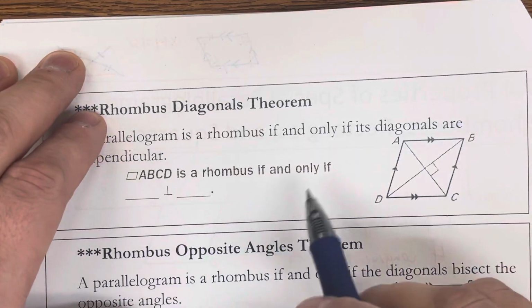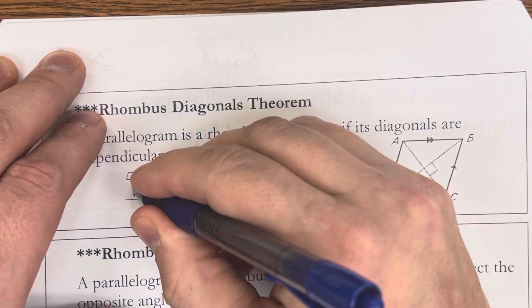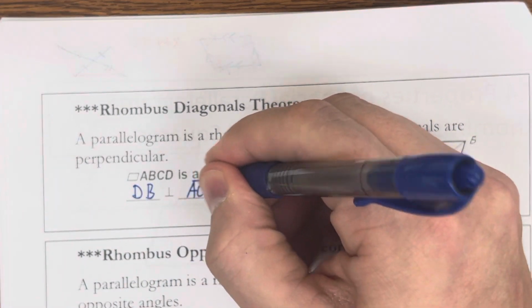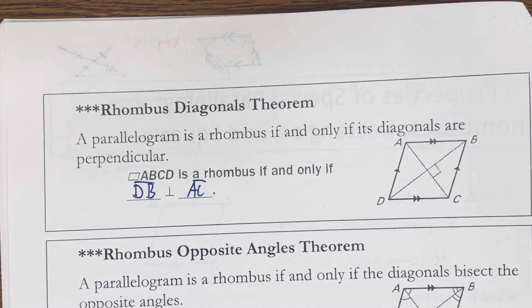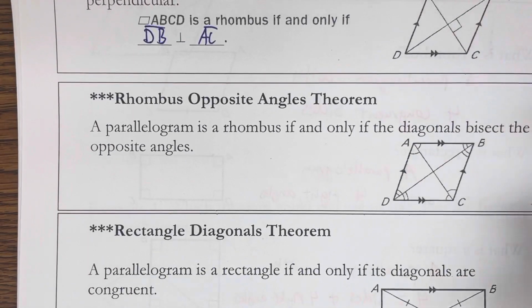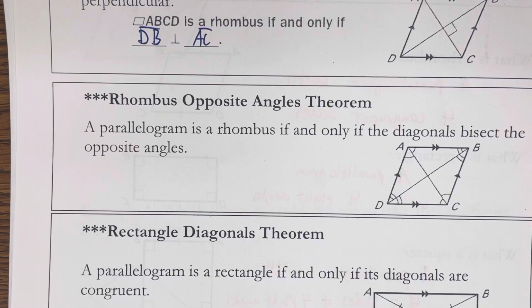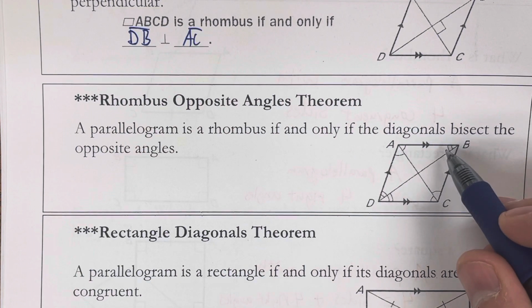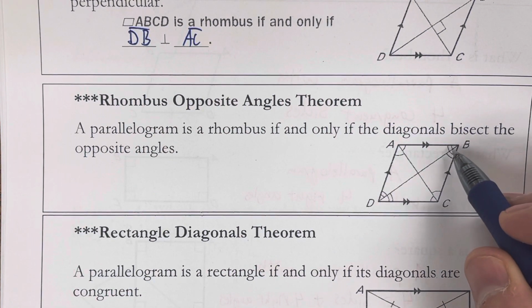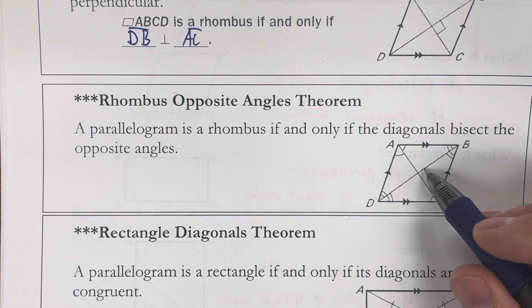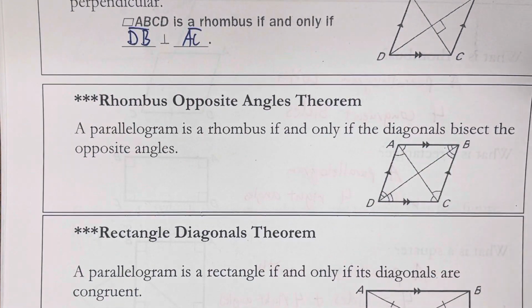So that means that DB is perpendicular to AC. Those two sides form a right angle. Okay, so that's for a rhombus. The other piece with a rhombus is that the diagonals bisect the opposite angles. So these diagonals coming through cut these angles in half. So angle B, the whole thing, is divided into two equal parts. Same thing with angle C, divided into two equal parts. And this piece in the middle is still a 90-degree angle.